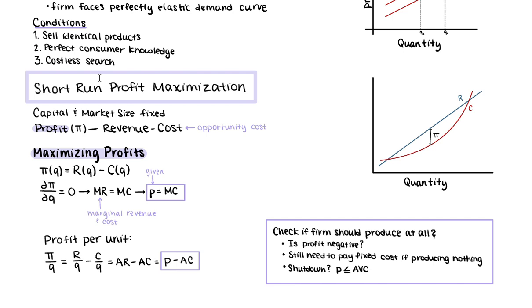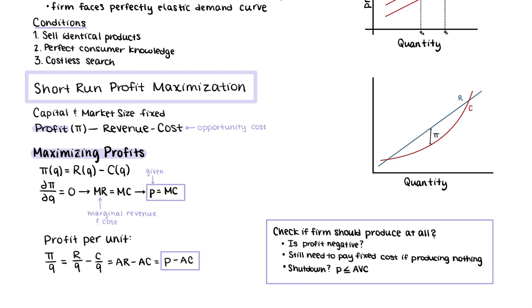Now, the short run profit maximization. We're talking about the short run of a perfectly competitive market. Just like the assumption before, capital is fixed in the short run. The profit, pi, equals revenue minus cost, and the cost includes opportunity cost. So how do we maximize profits? The profit function of Q equals the revenue function of Q minus the cost function of Q.